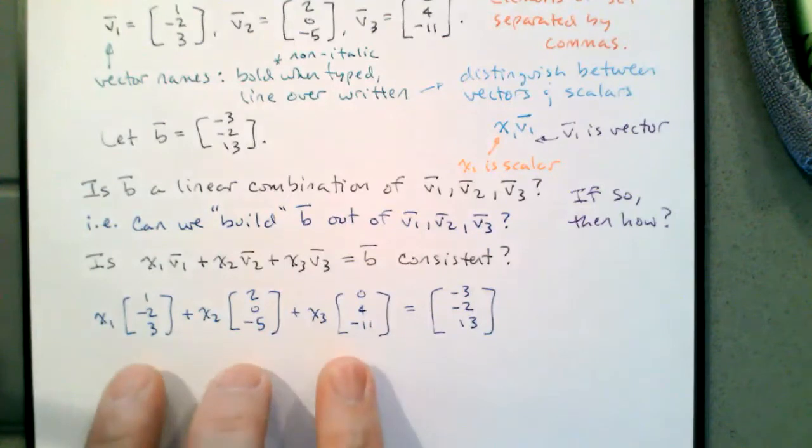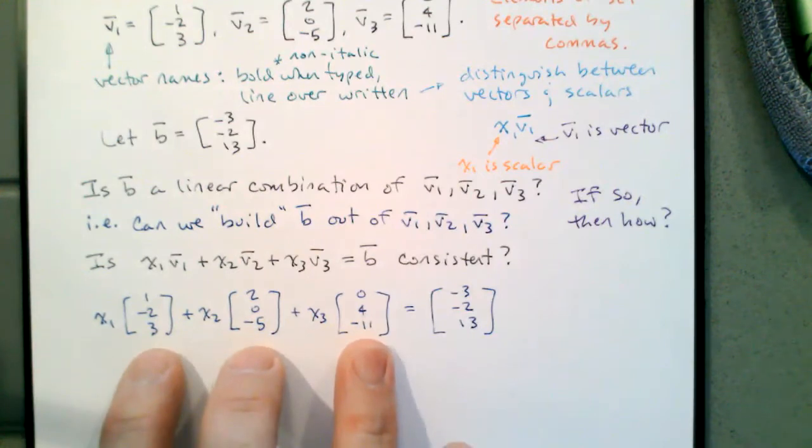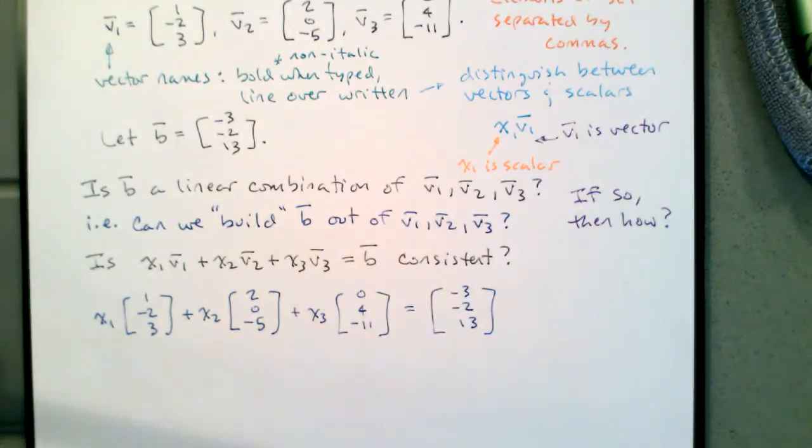Here we're making a linear combination of the vectors v1, v2, and v3, and we want to see if there's some linear combination of these three vectors that will make the vector B. So there's our vector equation.